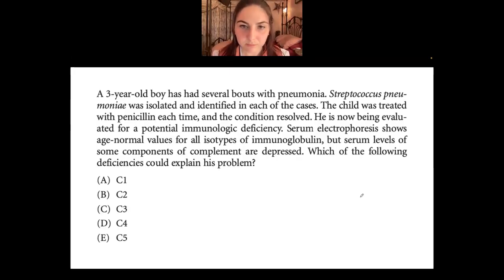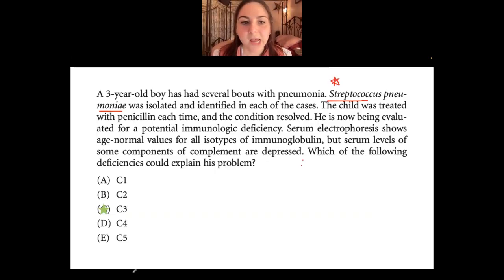Okay. So this guy, strep pneumo, you should be like, that's one of the encapsulated organisms, right? And he's only 3 years old. He's had several bouts with this over and over again. And they're like, there's a complement that's depressed. So this one is going to be C3. So again, no C3, no C3b. You can't opsonize encapsulated bacteria. You can't get rid of it. This is an encapsulated bacteria.